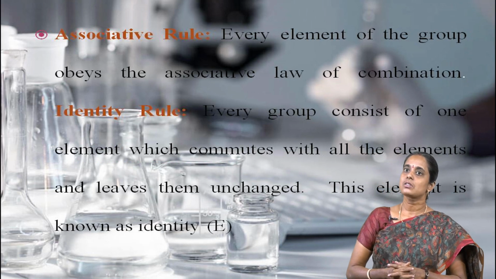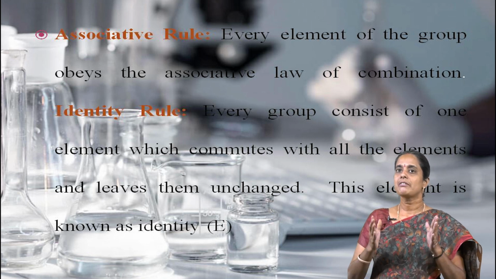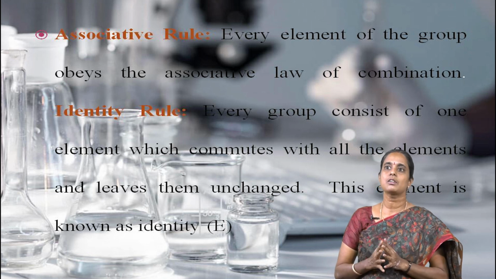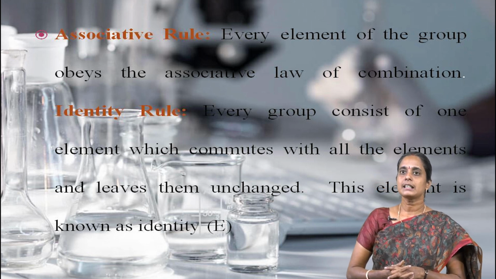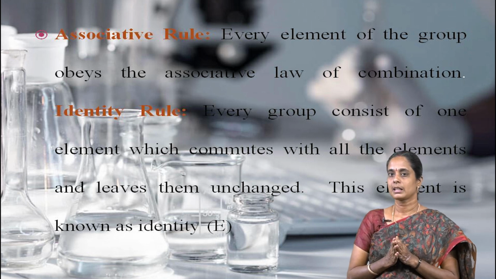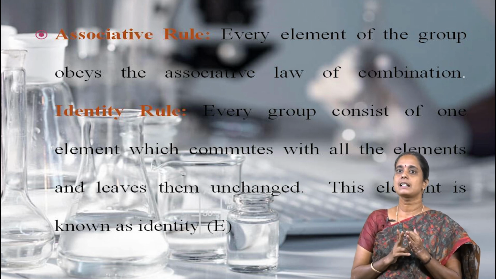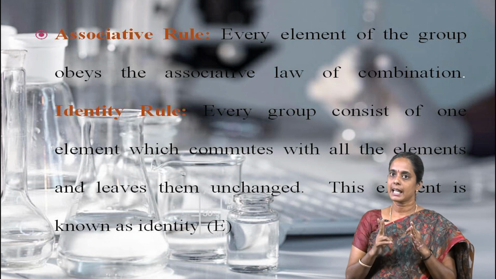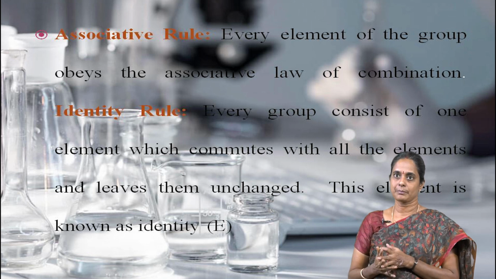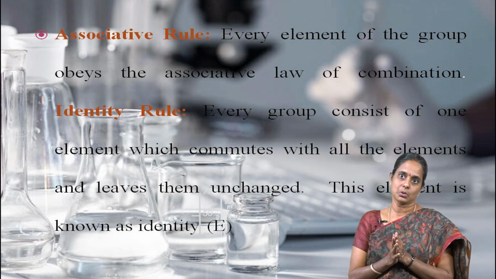Next one is the associative rule. Every element of the group obeys the associative law of combination. In the associative rule, there are 3 elements in the group, that is A, B and C. That is, (AB)C is equal to A(BC). That is the associative rule.